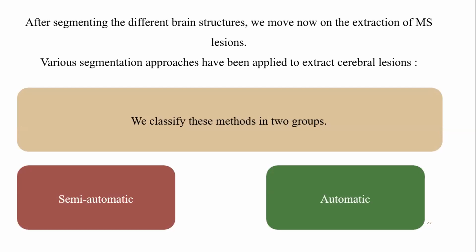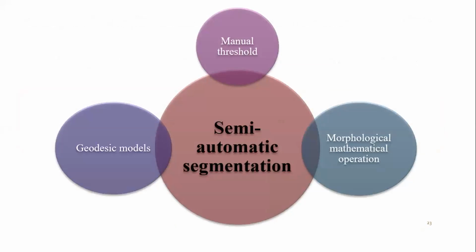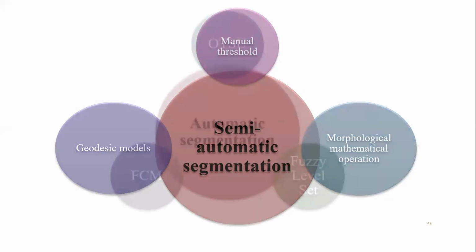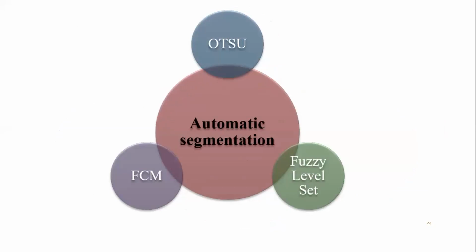After segmenting the different brain structures, we move now to the extraction of MS lesions. One segmentation approach has been applied to extract cerebral lesions. We classify these methods into two groups, semi-automatic and automatic. For the semi-automatic segmentation, we have used a geodesic model, manual threshold, and morphological mathematical operations. For automatic segmentation, we have used fuzzy-similar, FCM, O2, and fuzzy-lens.